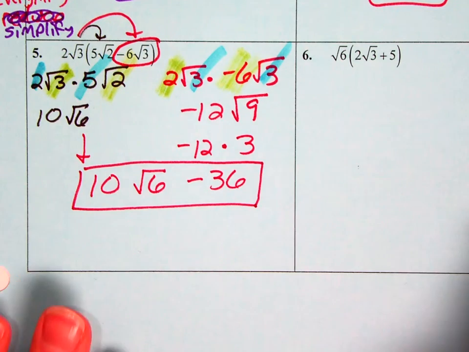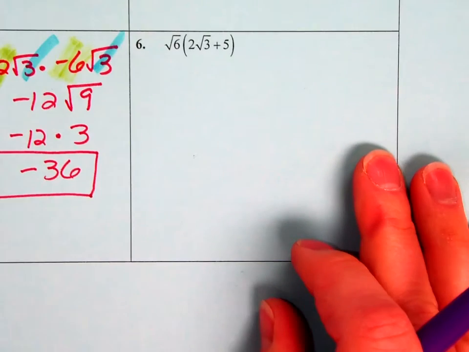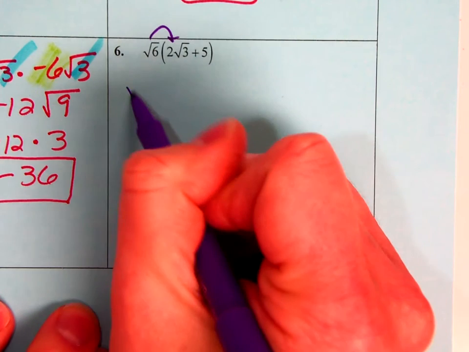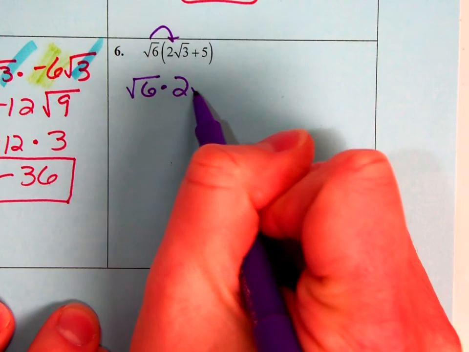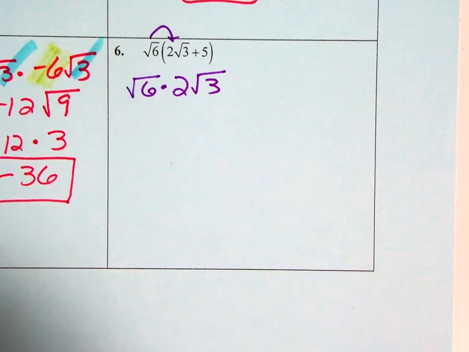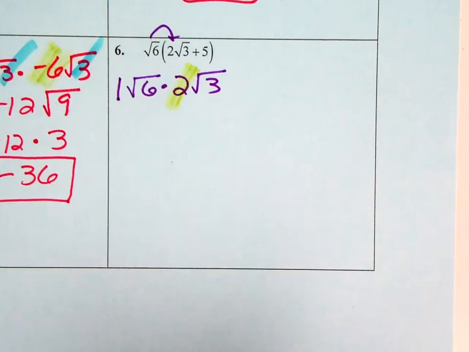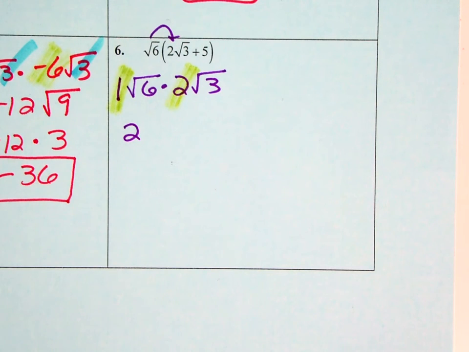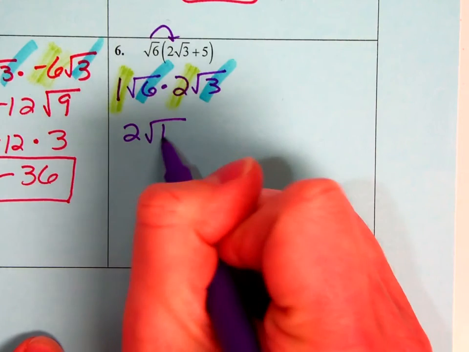All right, last one, which is basically the same thing. All right, so we're going to start out by distributing. So we're going to do square root of 6 times 2 square root of 3. So in this case, there's only one number on the outside. So either I can put a 1 on the outside over here to remind myself it's there, or I would just bring down the 2, because again, 1 times 2 just stays 2. Then we're going to go ahead and multiply our inside numbers. So 6 times 3 would give me square root of 18.